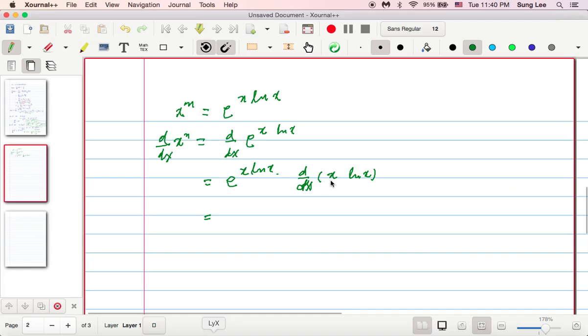Okay, so here x times ln x, you will have to use the product rule, right? Using the product rule, you are going to get 1. When you take the derivative of x, that's going to be 1. So that leaves ln x plus x times the derivative of ln x, which is 1 over x. So x cancels out, leaving only 1. And then e to the x times ln x.